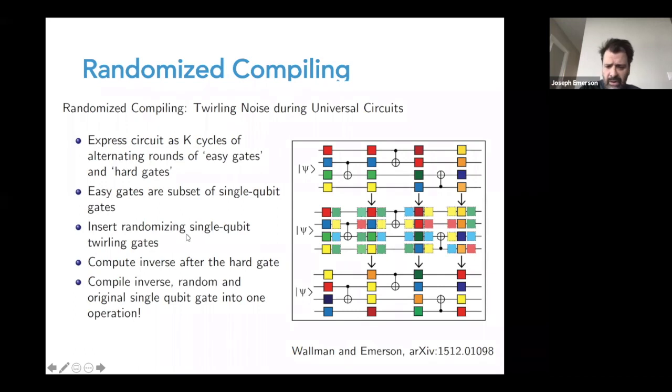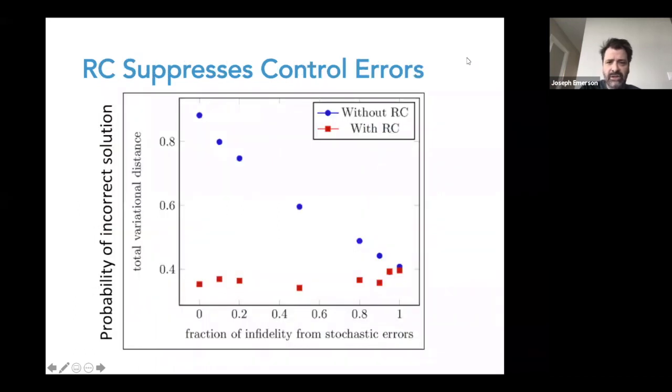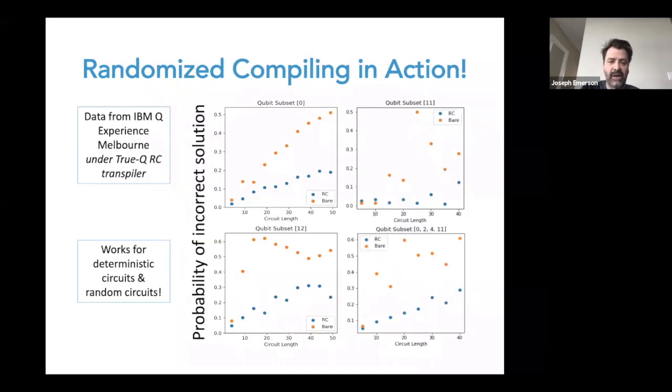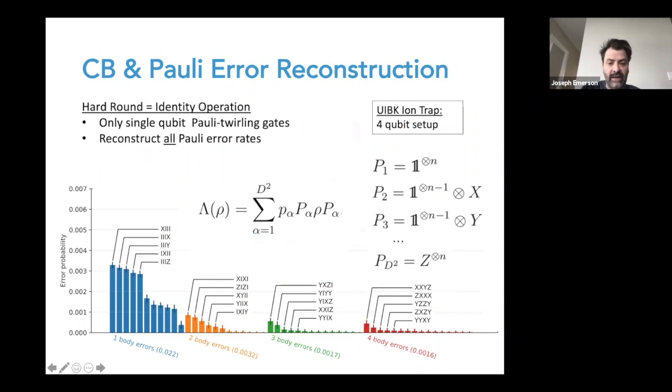Anyway, randomized compiling, this is basically showing that it works. It reduces coherent errors. It reduces the overall total variational distance. I'm running low on time, so let me skip through this. Very few randomizations are required, basically of order 10. Here's data from IBMQ showing how well randomized compiling reduces the error profile and creates a more stable performance. And so that's the story there.